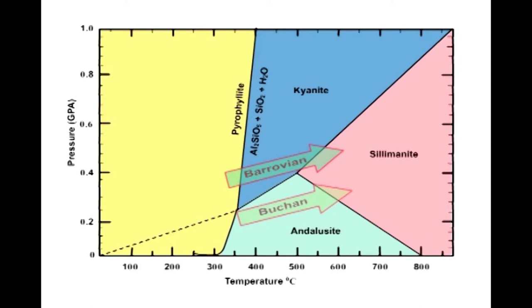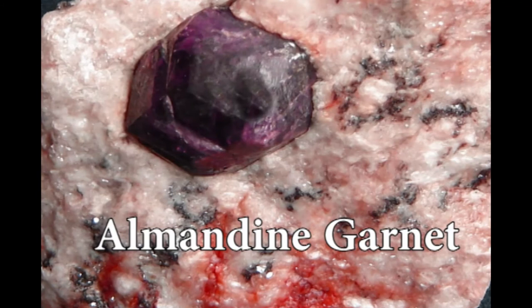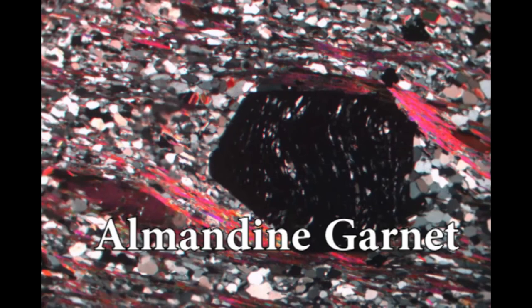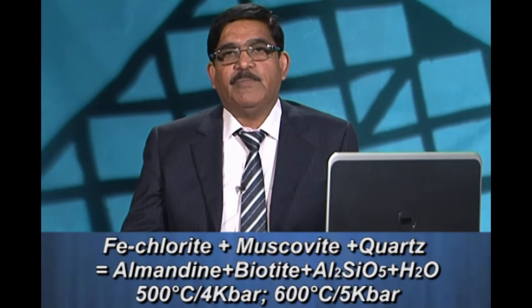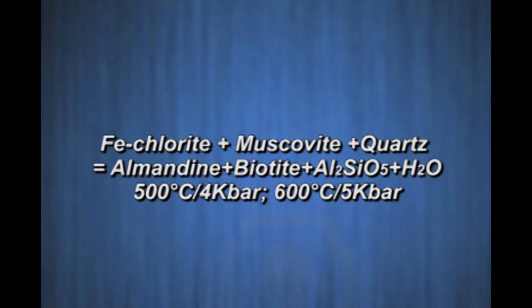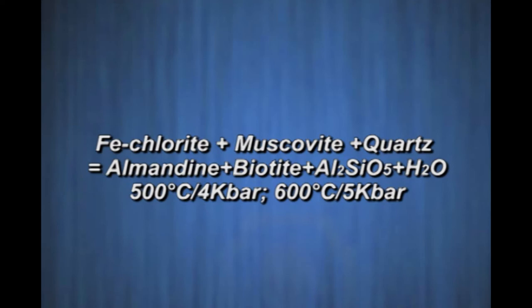In the common rocks, the pressure must have exceeded about 4 kilobar when almandine garnet is formed in pelitic rocks. Hoernes and Winkler in 1986 produced almandine garnet by the reaction Fe chlorite plus muscovite plus quartz gives rise to almandine plus biotite plus or minus aluminosilicates plus water, which occurs at 500 degree centigrade, 4 kilobar, 600 degree centigrade, 5 kilobar.